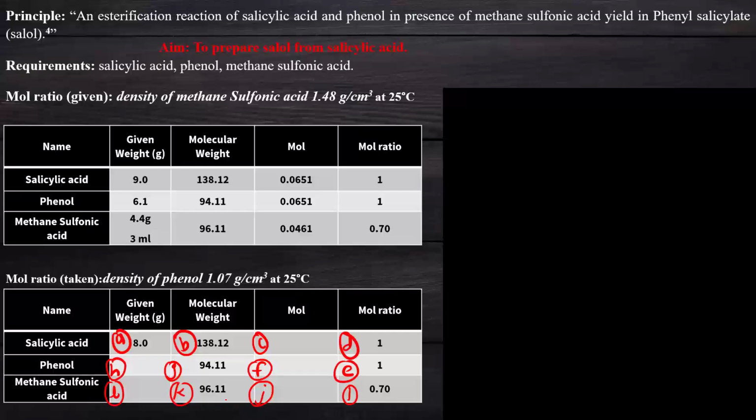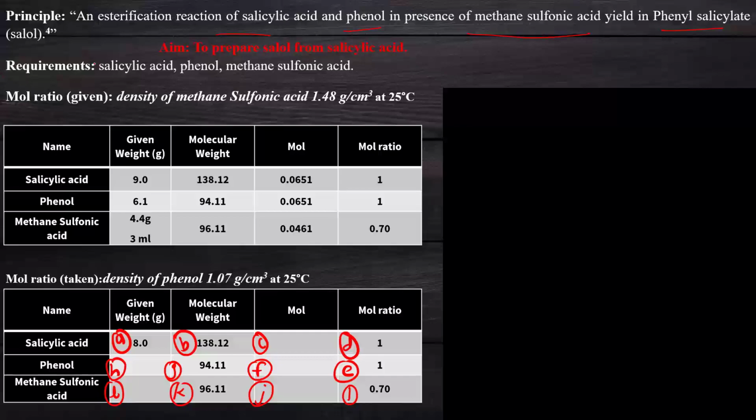In the next slide, we will take a look at the principle and, in addition, the aim, requirements and the mole ratio. The principle is an esterification reaction of salicylic acid and phenol in the presence of methane sulfonic acid, yielding phenyl salicylate. How is it processed? The acid attacks, and then phenol is converted into PhOH2+ in its protonated form, and then it attacks the salicylic acid and we get our product. That topic we'll discuss in the mechanism section, because we have two mechanisms today. In our next practical, the synthesis of methyl salicylate, winter oil, we will take a look at that after this.